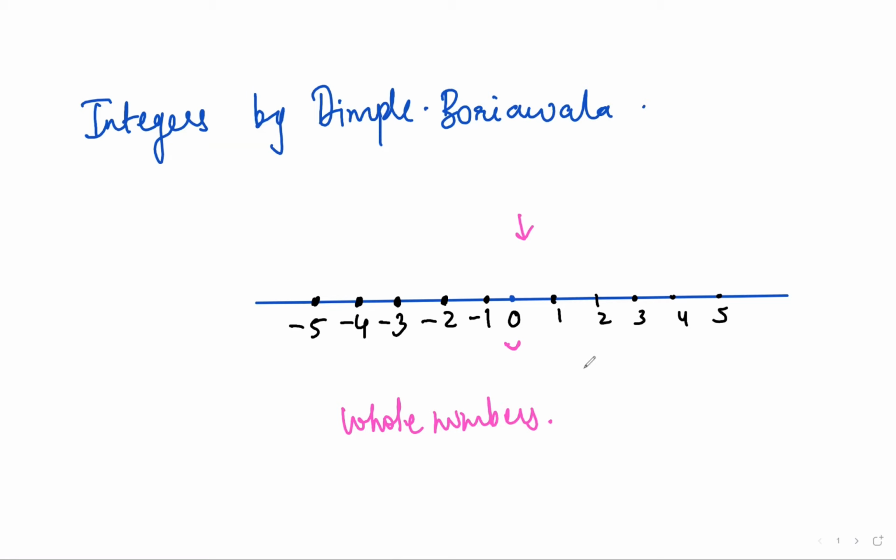In this integer line, which is the greatest positive number? 5. Which is the smallest positive number? 1. Which is the greatest negative number? -1. The number which is closer to 0 is the greatest number. Which is the smallest negative number? It is -5. The number which is far away from the positive numbers is the smallest number, right? Always remember, 0 is neither positive nor negative.